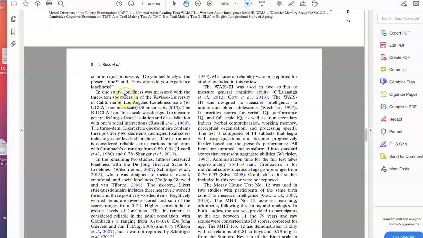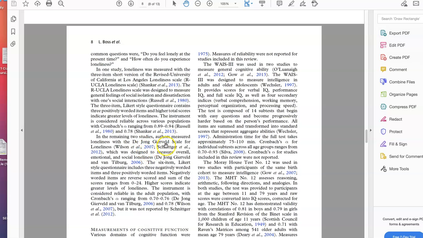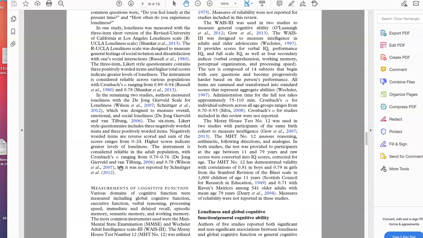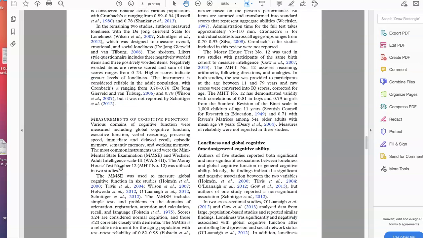However, the other 5 studies actually used the UCLA loneliness scale, or the De Jong-Gierveld loneliness scale. So 5 of the study authors asked yes/no questions, and 5 of them used the UCLA scale or the other scale. So it was really kind of cool that they were easily divided into 2 parts of measurement.